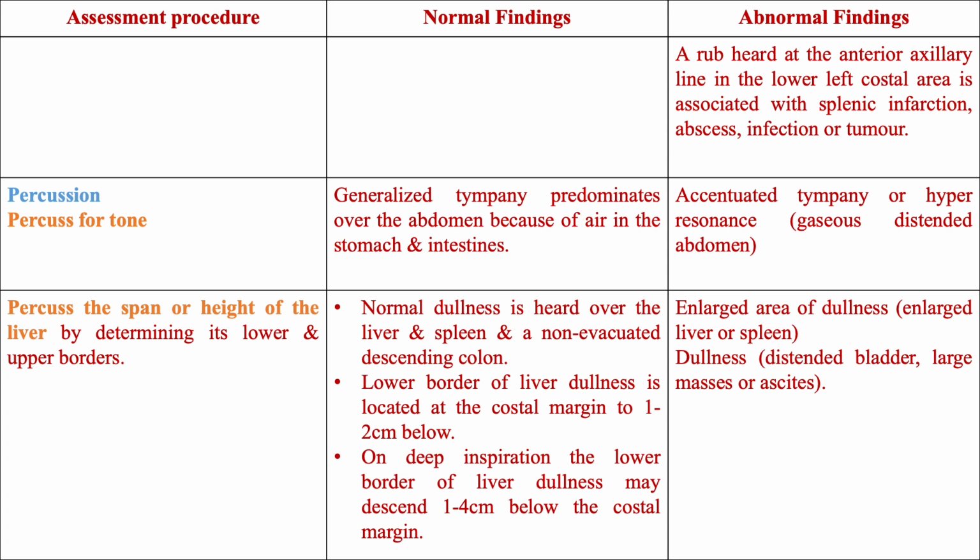Enlarged area of dullness is suggestive of enlarged liver or spleen. This is an abnormal finding. Dullness can also be suggestive of distended bladder, large masses, or ascites.